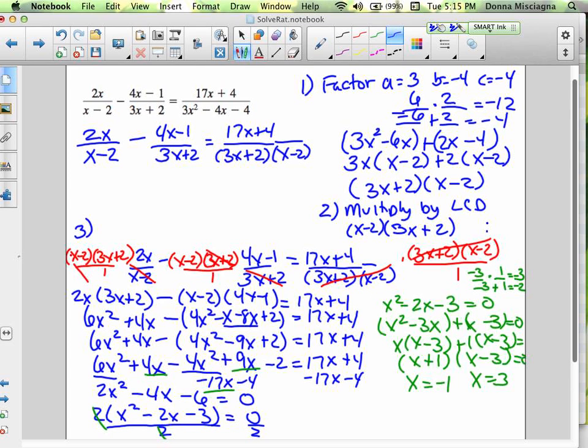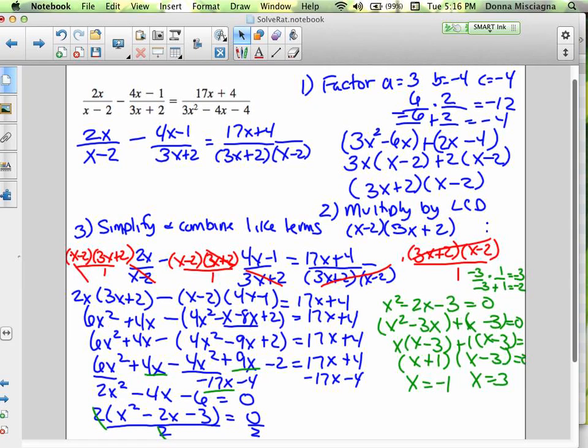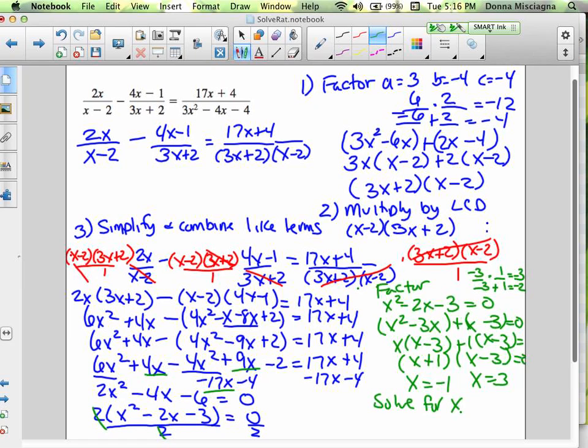Step 3 after that was to solve. It was actually to, let's put the whole thing up here. Well, first we had to simplify, right? So we distributed, we combined the like terms, and then we factored. Actually, I'll just put simplify and combine like terms because we did the factoring over there. Right? And then we factored. And then we solved for x. So there's all our steps. This was 4, and this was 5.